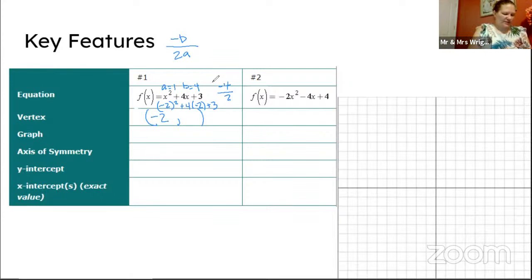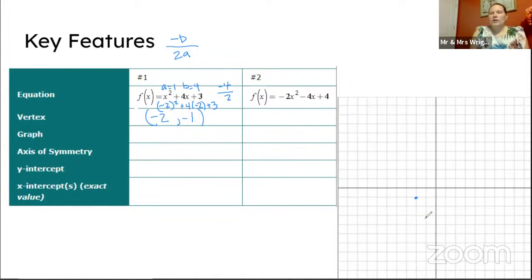Open parentheses, negative 2, close parentheses, squared plus 4, open parentheses, negative 2, close parentheses. When you use parentheses in your calculator, you don't even have to use a times symbol because the calculator knows the rules that if they're next to each other, they're going to be multiplied, okay? Plus 3. And I hit enter and I get negative 1. So negative 2, negative 1. Right there, that's our vertex.